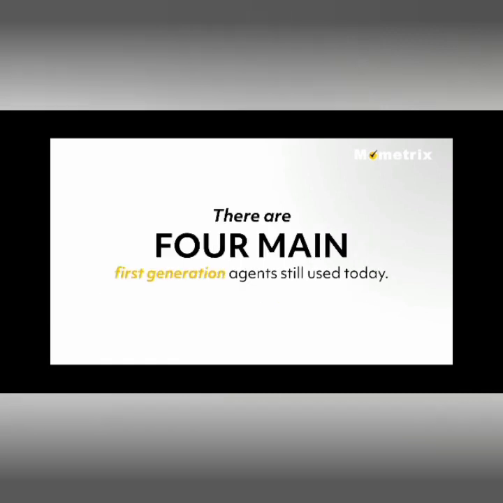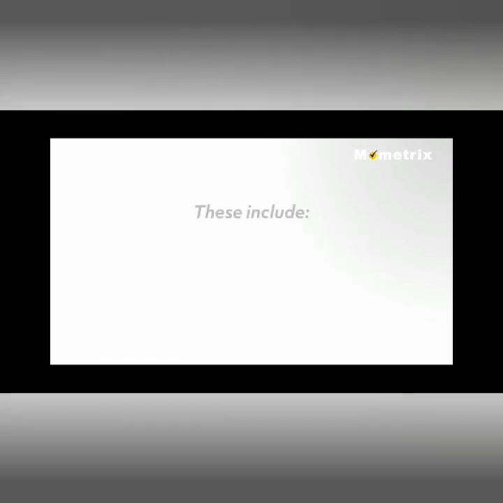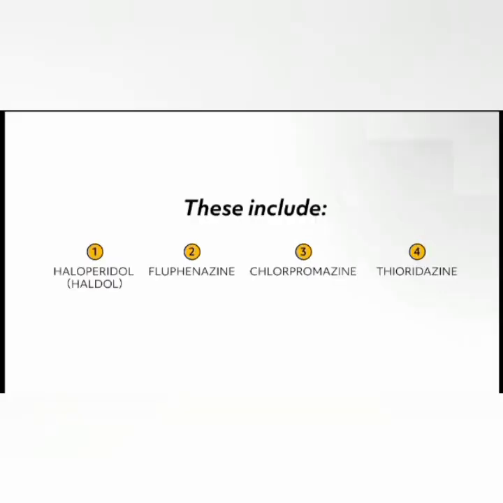There are four main first generation agents still used today. This includes haloperidol (Haldol), fluphenazine, chlorpromazine, and thioridazine. Haldol is one of the most potent agents and is used primarily for acute psychosis episodes associated with schizophrenia. This is also the preferred agent for Tourette syndrome. Adverse effects associated with Haldol include extrapyramidal reactions, neuroendocrine effects, and a prolonged QT interval.